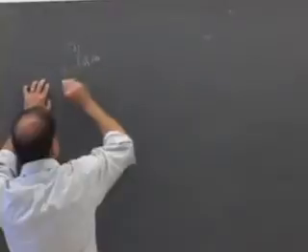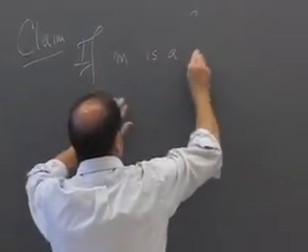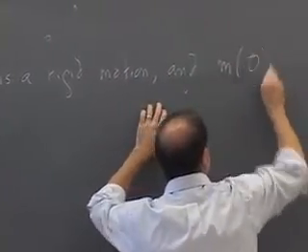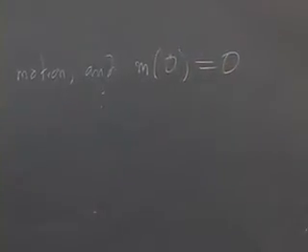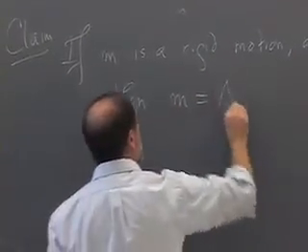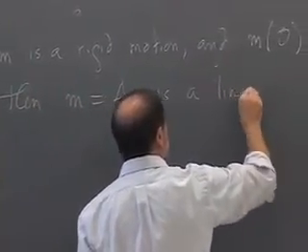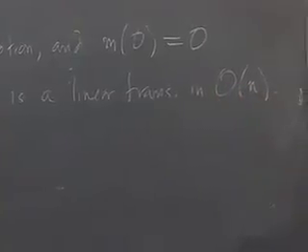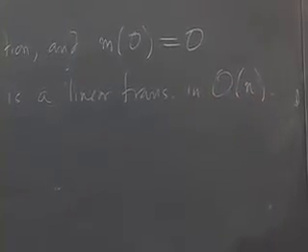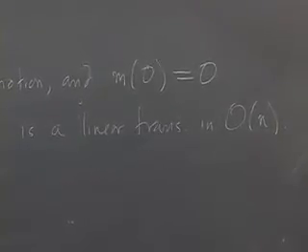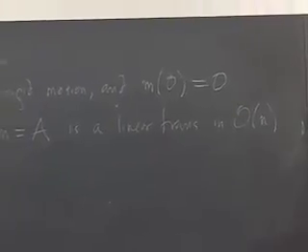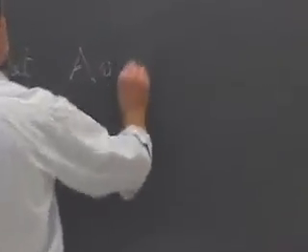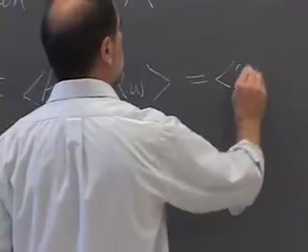Claim: if M is a rigid motion and M of the origin is the origin, and you certainly need that to be a linear transformation, then M is equal to A, a linear transformation in ON. That's an amazing fact. Let's see, in some sense, why it's true. Let's see at least that it preserves distance. Without knowing it's linear, we can at least show that the inner product of A of v with A of w is the inner product of v with w.